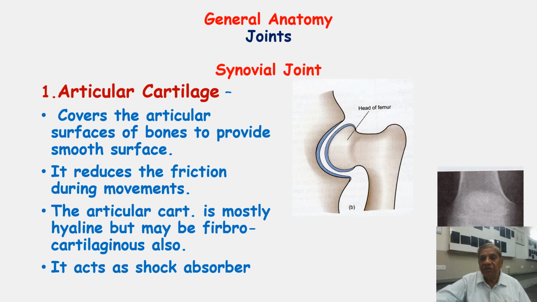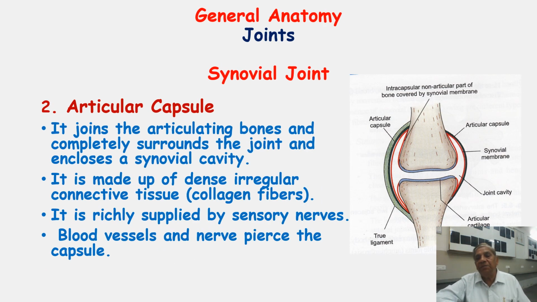So let's come to the second part, the articular capsule. Here, when I move my cursor, the green colored thin line you see on both sides is the articular capsule, and this joins one articulating bone with the other bone. Imagine it in three dimensions. This is just a cross section, but this capsule covers all around the joint.